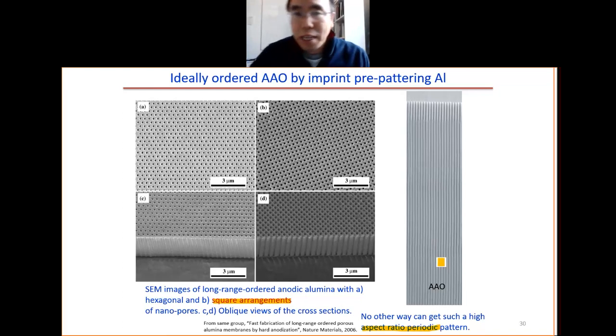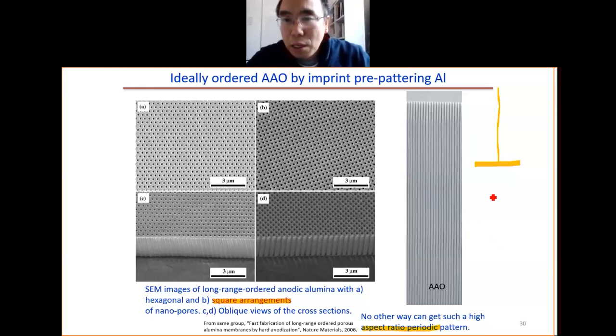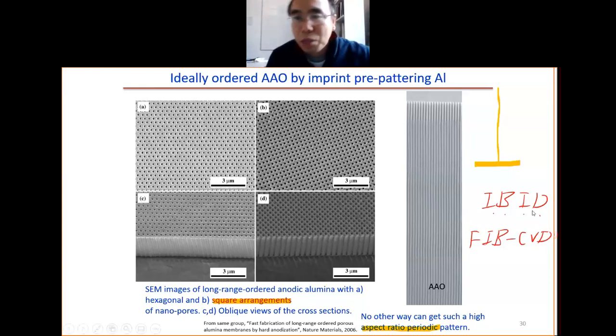Previously we have seen that we can get very high aspect ratio pillars. This is the substrate where we grow a pillar. How do we grow a very, very high aspect ratio pillar like this? We have seen that this can be done by using IBID, ion beam induced deposition. It's also called FIB CVD. We can use ion beam induced deposition to give you extremely high aspect ratio pillars. By this aluminum anodization, we get extremely high aspect ratio holes.